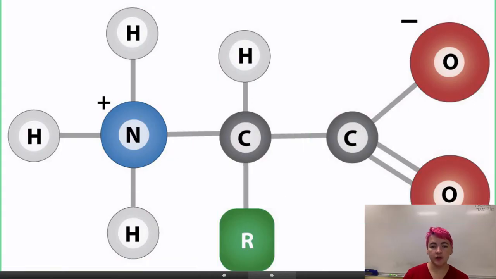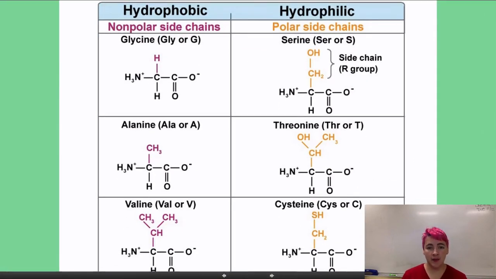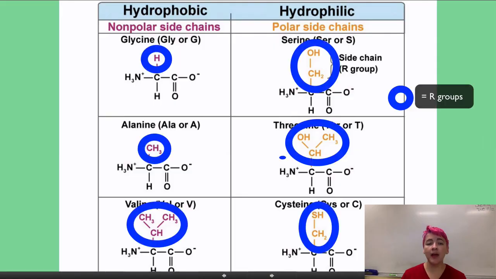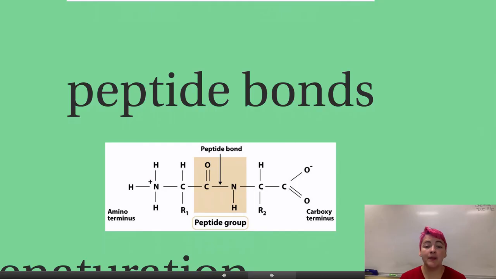The R group is where the molecule differs. Depending on what gets plugged in here is going to change the behavior of that amino acid. We have hydrophilic amino acids, and then we have hydrophobic amino acids. This will help dictate the function of that amino acid. Two amino acids are joined together through a peptide bond, a bond between the carbon of the carboxyl group and the nitrogen of the amino group.